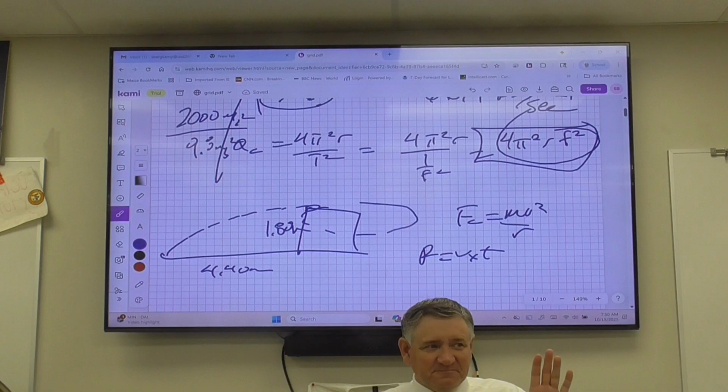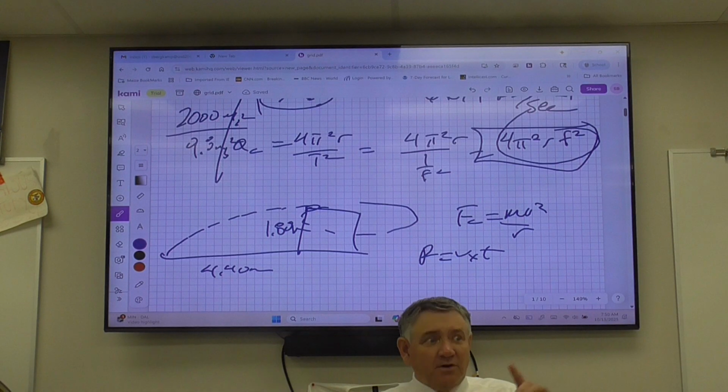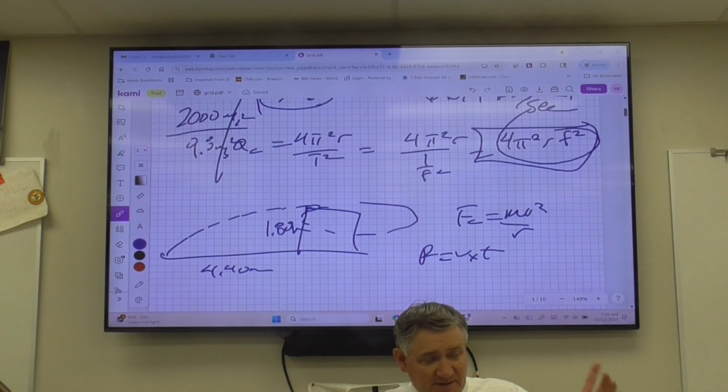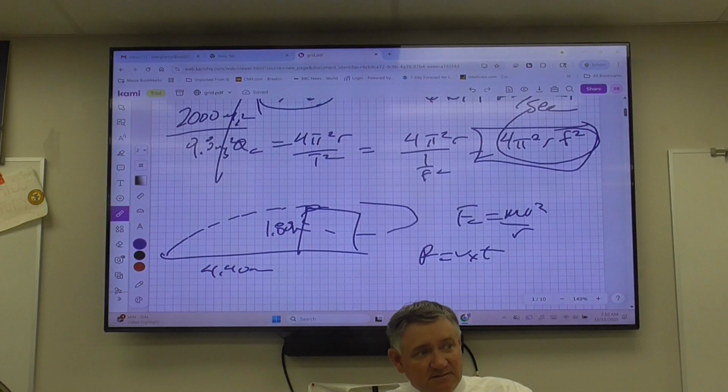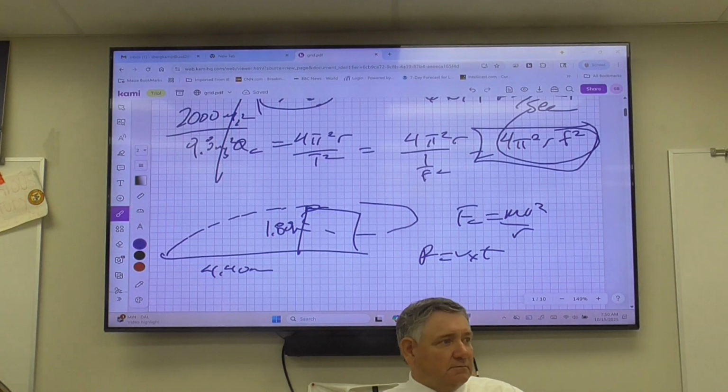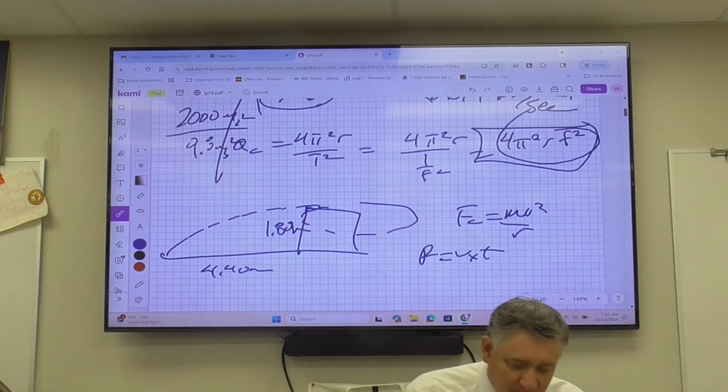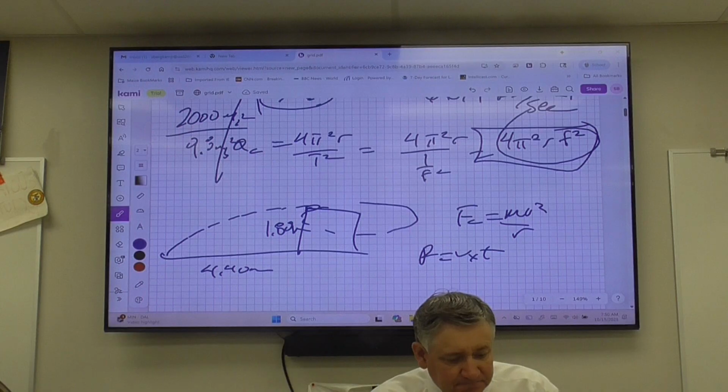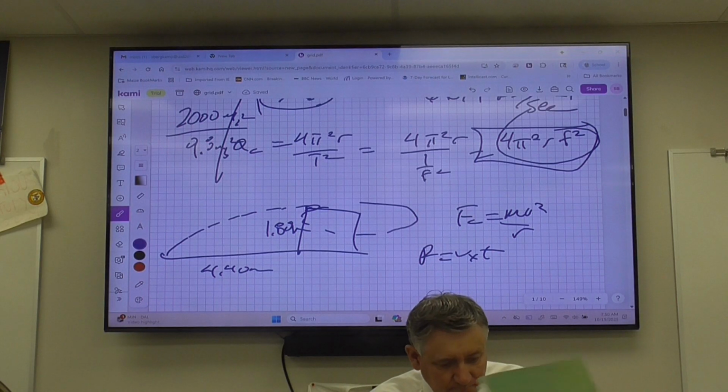Does any planet in our solar system have a big acceleration where we would feel it? Mercury does, because Mercury has the biggest centripetal acceleration. It's closest to the sun and it's moving fastest. What is the lowest? Pluto, the furthest one out, because I consider Pluto a planet. Okay, Pluto.